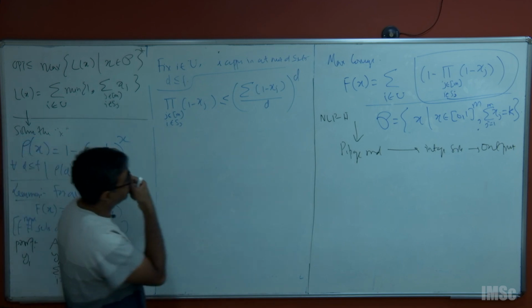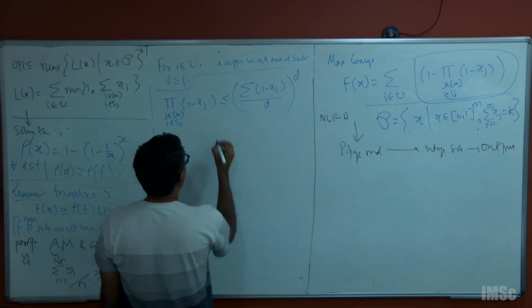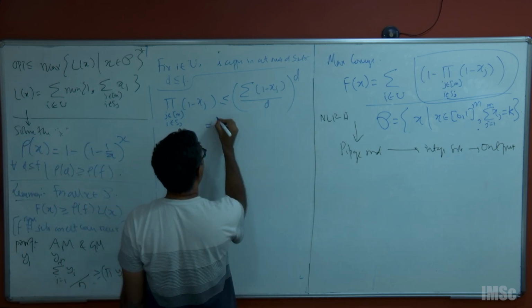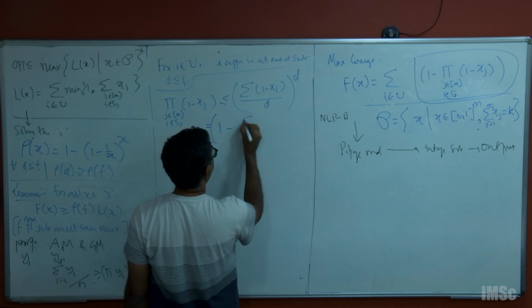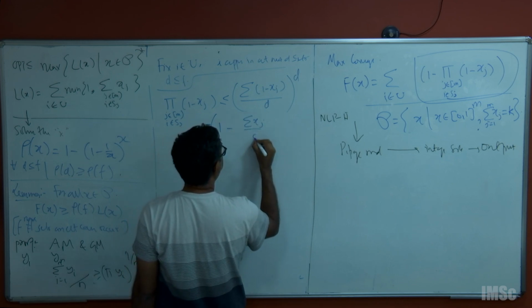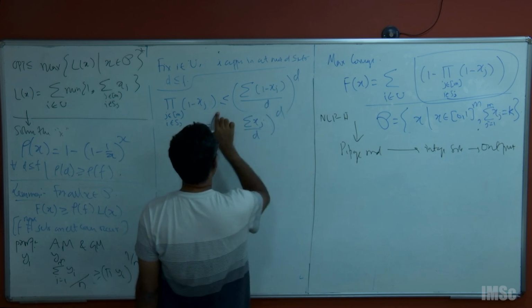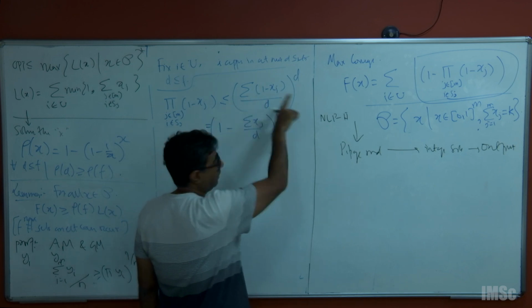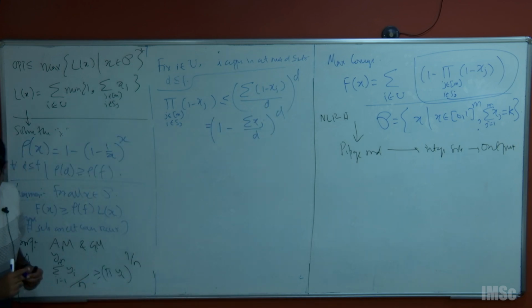Okay. So, can I write this as 1 minus the summation of xj divided by d, to the power d? Because it is d terms, right? So, d. Is that okay?